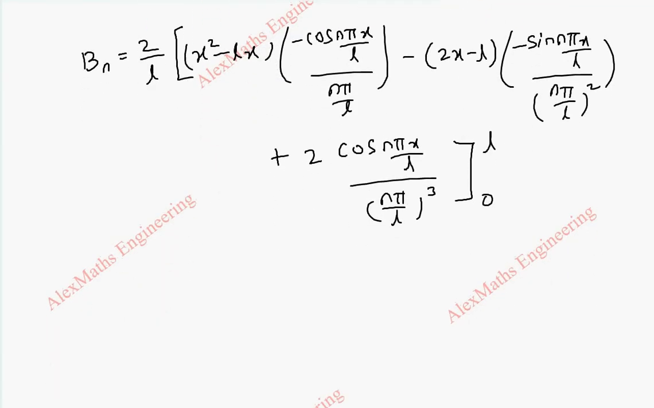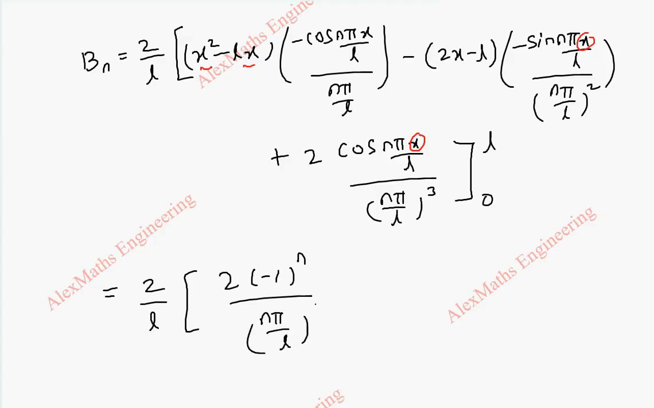Let's substitute the upper limit. When I put the upper limit L here, L square minus L square is 0. Here when I put L, sin of n pi is 0. So this is the only term remaining when I use the upper limit. So 2 by L, 2 and cos n pi, which is (minus 1) whole power n, by (n pi by L) whole cube. Then minus, when I put the lower limit, x as 0, sin 0 is 0. So again the last term is remaining, minus 2 cos 0 is 1, by (n pi by L) whole cube.